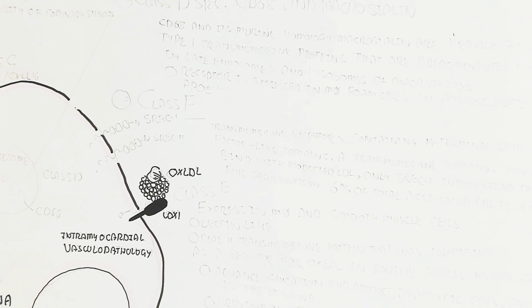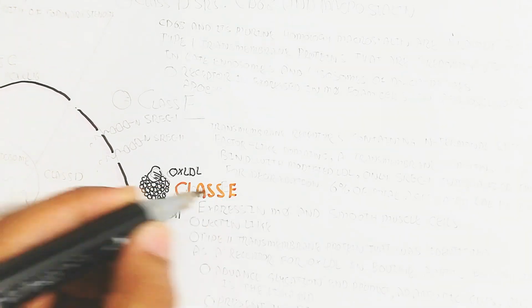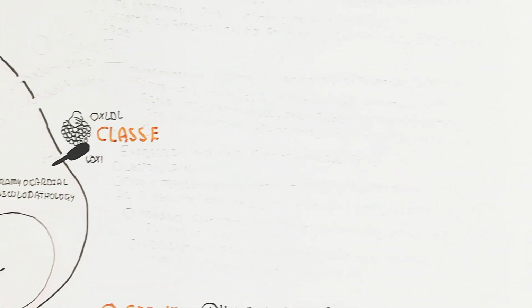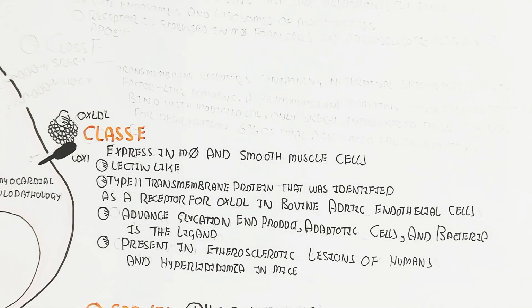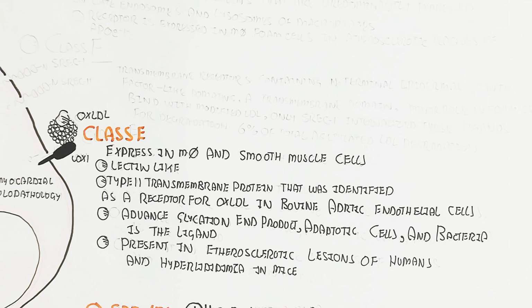This class E contains the oxidized low density lipoprotein receptor, for identification and recognition to endocytose, and it has a pathological effect in intramyocardial vasculopathy. Class E is expressed in macrophages and smooth muscle cells, and it is a lectin-like receptor. It is lectin-like.